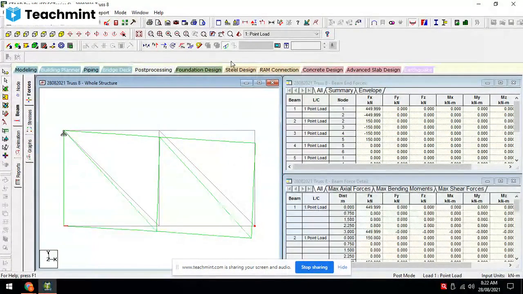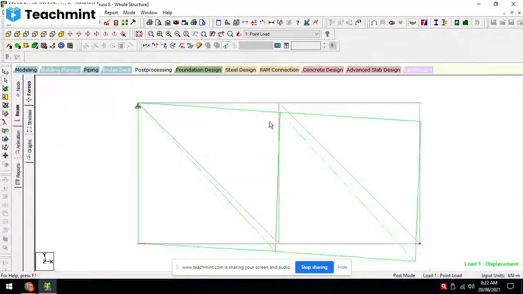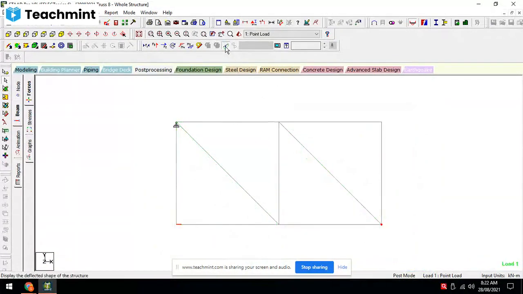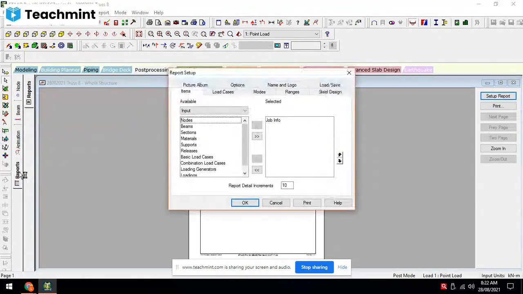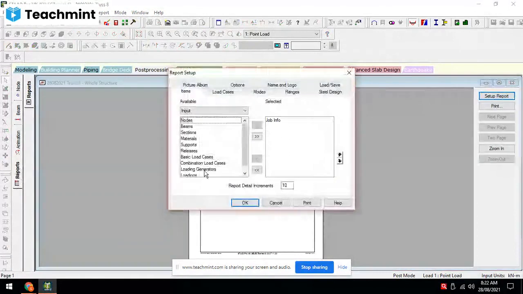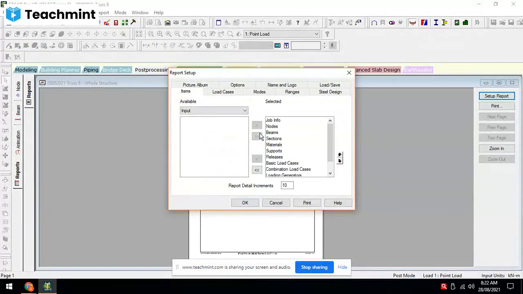So now this is the deflection. You can see the deflection 34.4 mm as per the Staad value. 34.4 mm vertical deflection, and you can see the horizontal deflection. Right? So you can generate the report also. Click on the report. I will click input all.